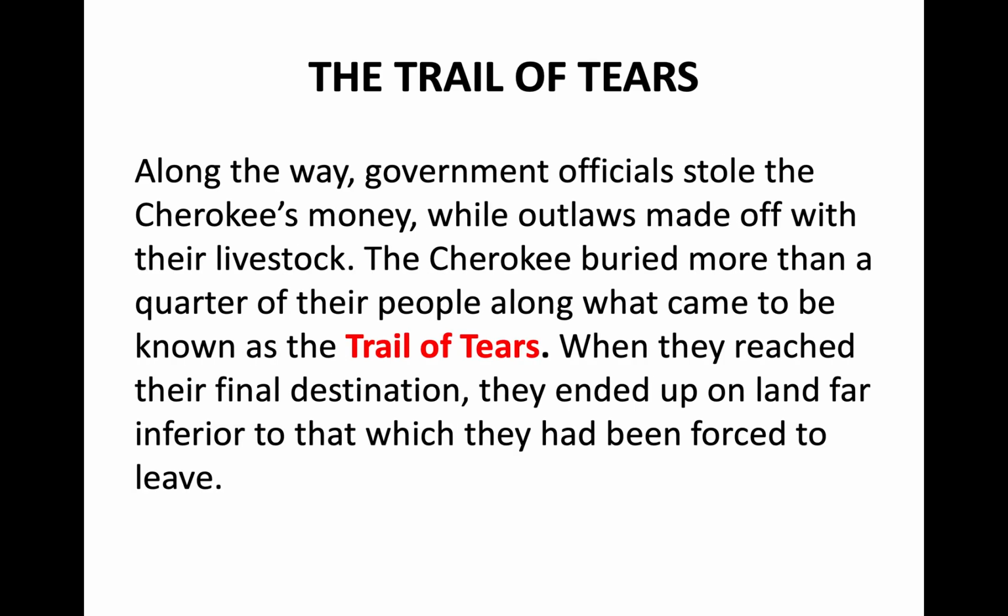Along the way, government officials stole Cherokee money while outlaws made off with their livestock. And the Cherokee buried more than a quarter of their people along this trail, which became known as the Trail of Tears. And when they reached their final destination, they ended up on land far inferior to which they had been forced to leave. So they're going to be leaving their southern lands to this western land in Oklahoma, which was pretty much garbage.